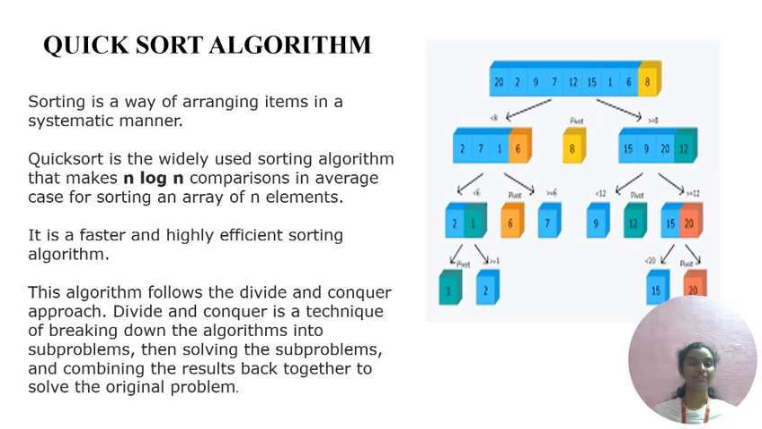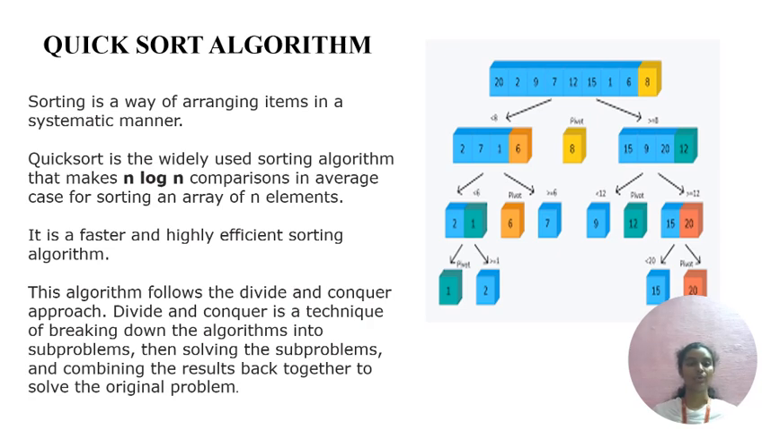Sorting is a way of arranging items in a systematic manner. Quicksort is a widely used sorting algorithm that makes n log n comparisons in the average case for sorting an array of n elements. It is a faster and highly efficient sorting algorithm. This algorithm follows the divide and conquer approach.